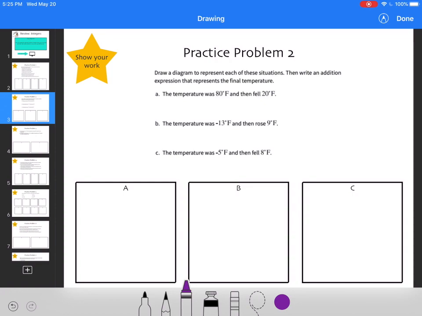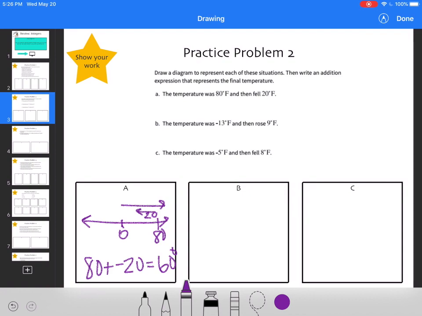Draw a diagram to represent each of the situations and write an addition expression that represents the final temperature. So the temperature was at 80 degrees. Then it fell 20 degrees. So they want an addition expression that represents the final temperature. So that'd be 80 plus -20, which would be 60 degrees.